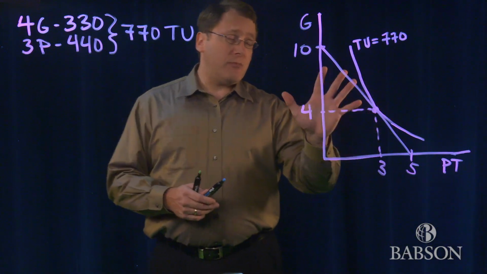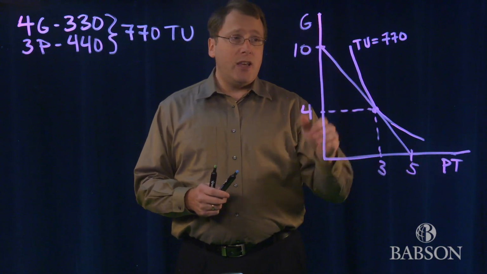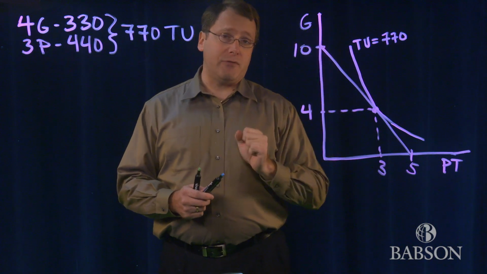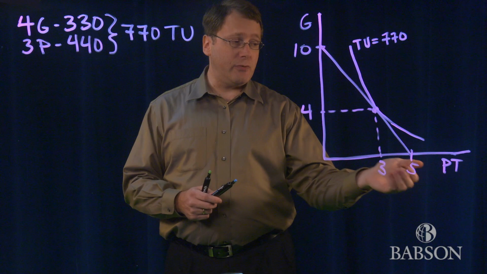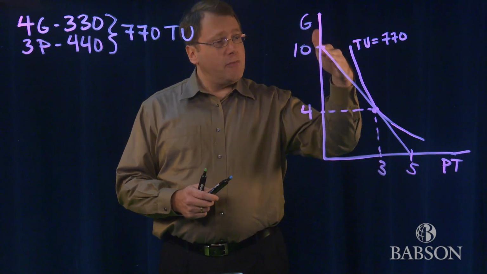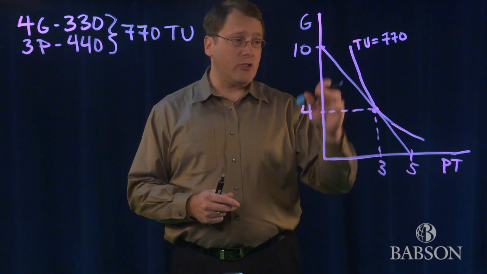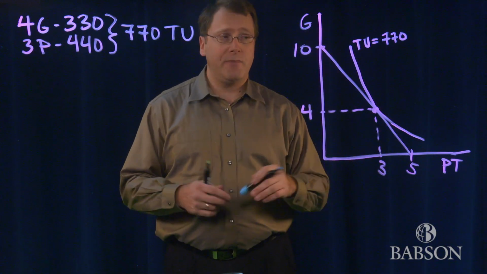So if you remember from our consumer choice model, we had granola and Pop-Tarts, and the price of granola was $1, so with $10 we could afford to buy 10. And Pop-Tarts were $2, so we could afford to buy 5. And we had this budget constraint that connected those 2 points. Those are all the combinations of granola and Pop-Tarts that we can afford.